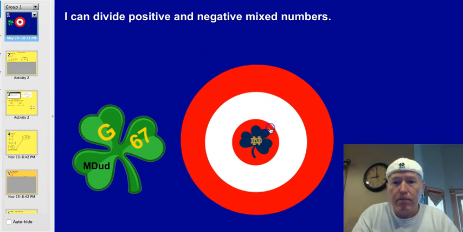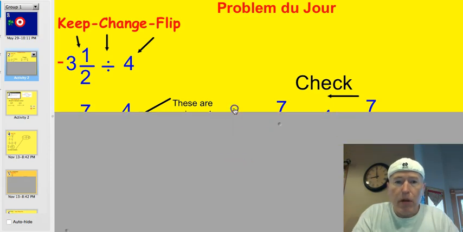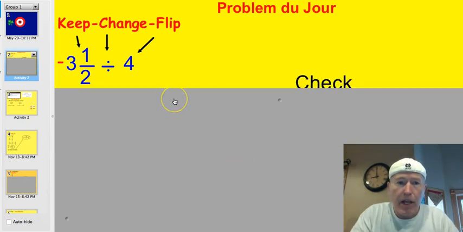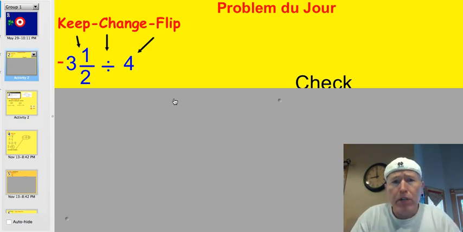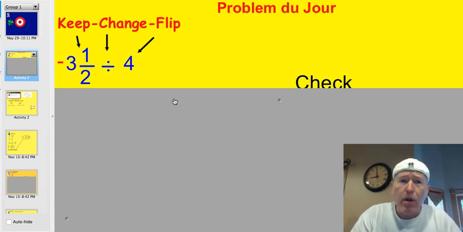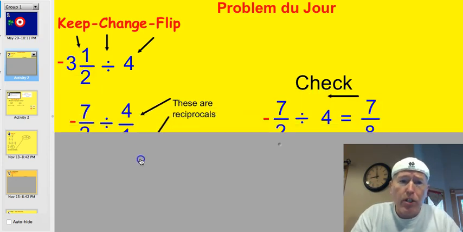Let's do this thing. All right, so we've got this problem right here. We have to take 3 1/2 and divide it by 4. And to further complicate this, it's a negative 3 1/2 divided by 4. Well, we're going to use our same keep change flip that we use with fractions. There's just one extra step. We also have to change this into an improper fraction. So that's the first step.